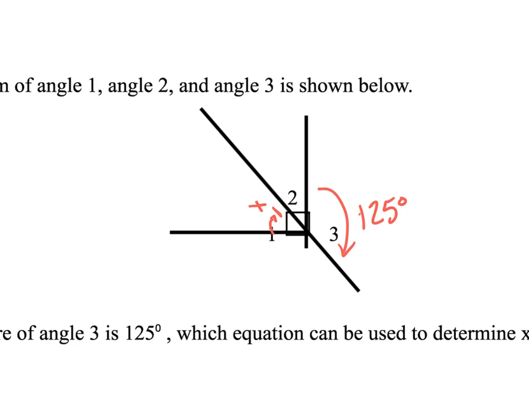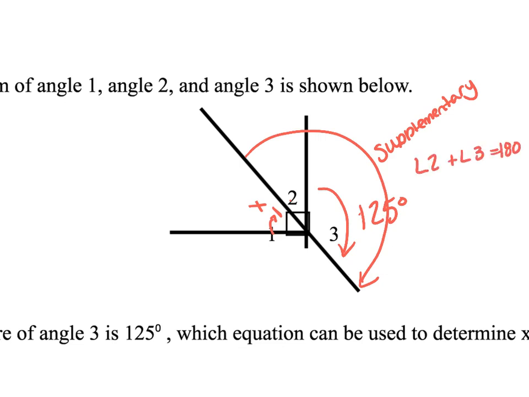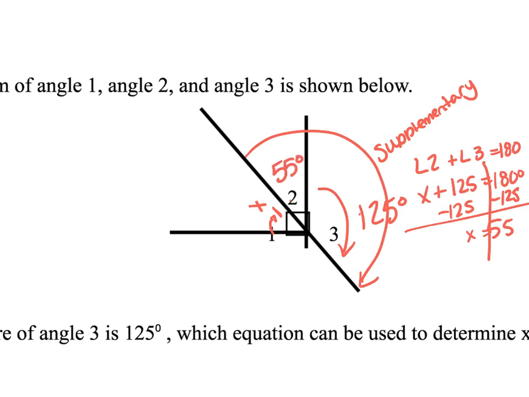Okay, so we decided that this piece right here is supplementary. On our notes before, we decided that supplementary means two angles that add up to 180 degrees. So angle 2 plus angle 3 equals 180. We know angle 3 is 125, so x plus 125 equals 180. If we solve for x, we get x equals 55 degrees. So we found that angle 2 is 55 degrees.